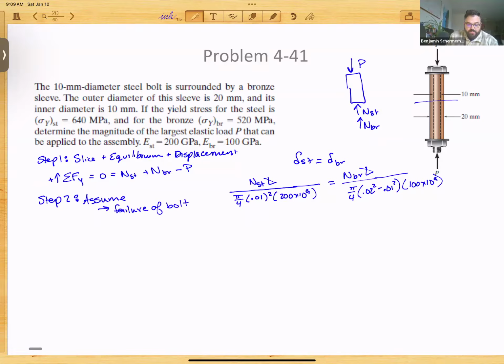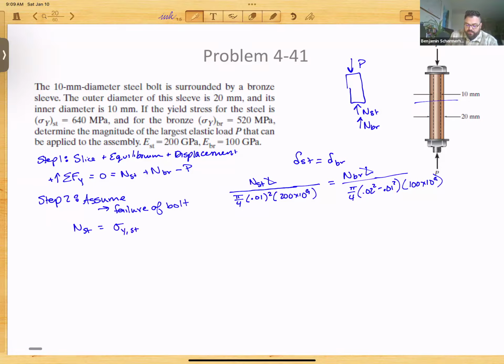I actually feel like the bronze would probably fail first, just intuitively, but we'll see what happens. We'll do both, right? We're going to assume failure for both, and then we're going to compare the resultant values of P. So, assuming failure of the bolt, that means the normal force for the steel, we're pushing it up to that yield limit.